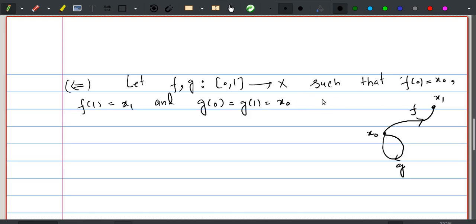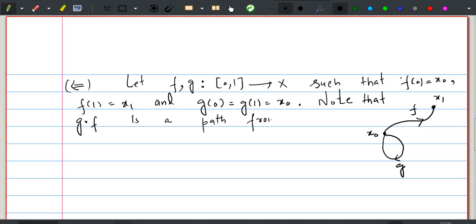Now note that if we take this product here, g product with f, so first we are traveling g, so we are going from x0 to x0, and then we have to travel f, from x0 to x1. So note that this product g dot f is a path from x0 to x1.